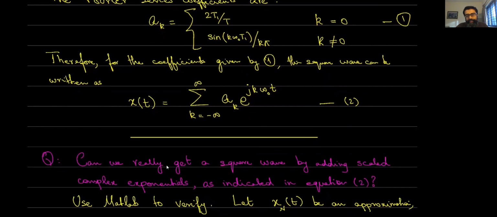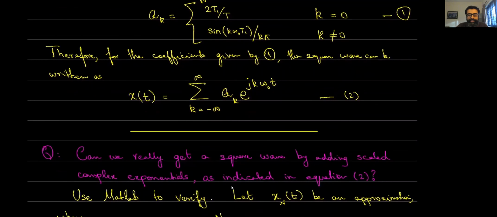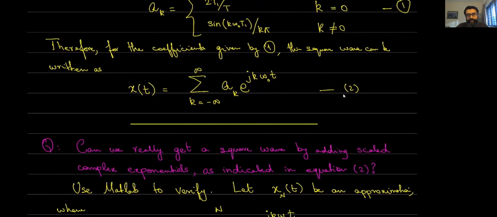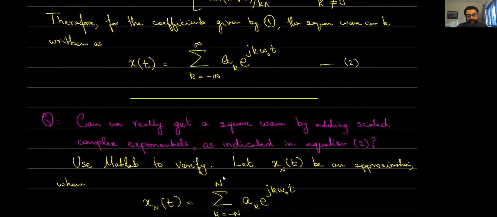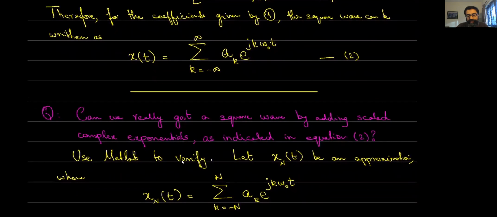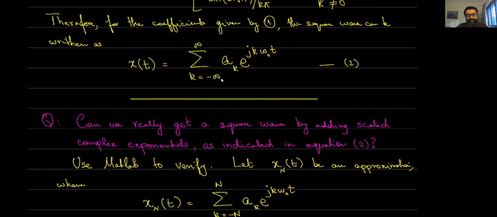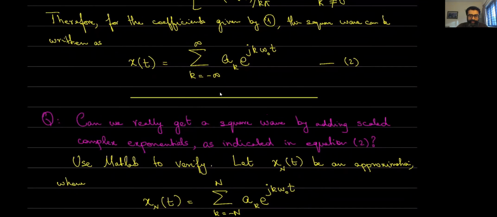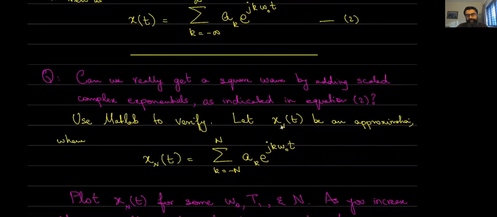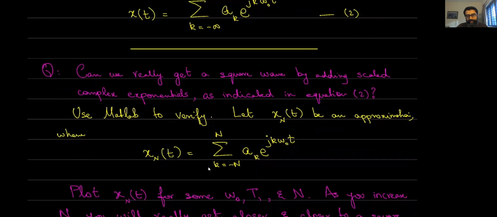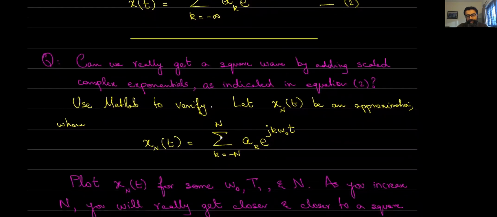Can we really get a square wave by adding scaled complex exponentials as indicated by equation 2? In this exercise, you'll try to use Matlab to verify this. Of course, in Matlab you will not be able to implement this infinite sum. Rather, you will just implement an approximation. Let that approximation be x sub N of t, where you're just adding up the harmonics from k equals minus N to plus N. So we say we're adding up N harmonics.